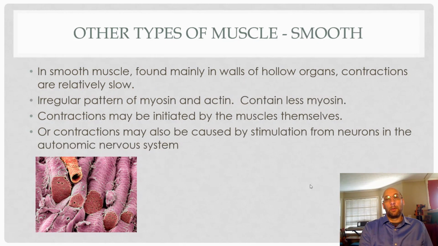Smooth muscle, remember, we find around a lot of organs, and it's referred to as smooth because it doesn't have a regular pattern of myosin and actin. The contractions actually can be initiated by the muscles themselves and don't need to be innervated by neurons, or they can be stimulated by the autonomic nervous system.